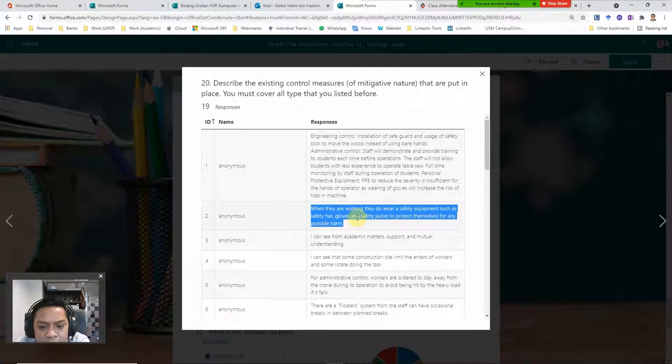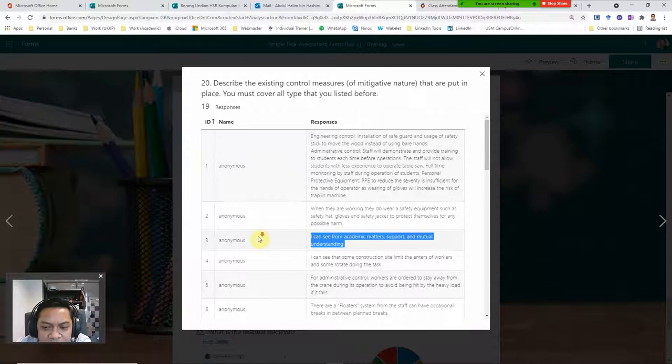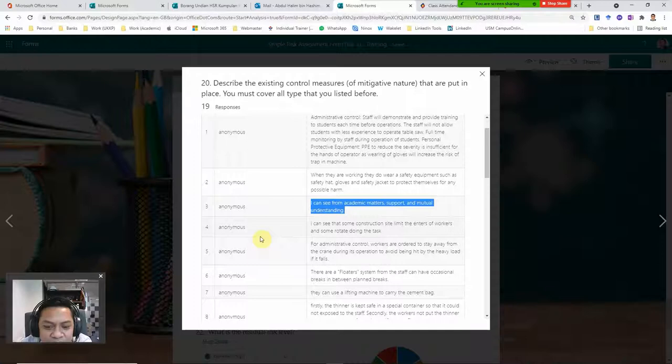This one, I'm not sure. What is that? Maybe a typo or whatever it is. I can see from academic matter, support and mutual understanding. I'm not sure what that is.